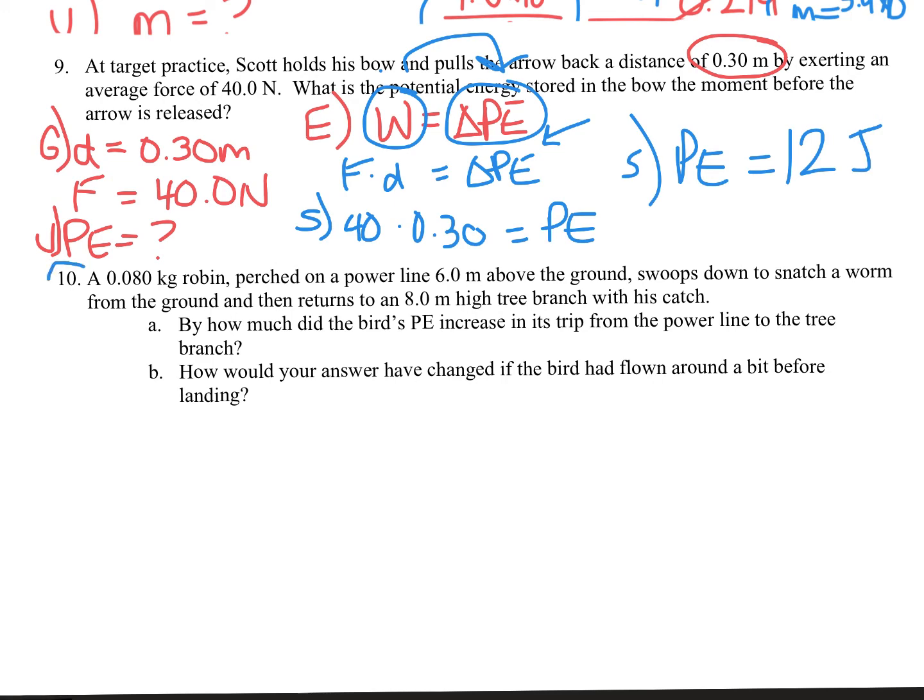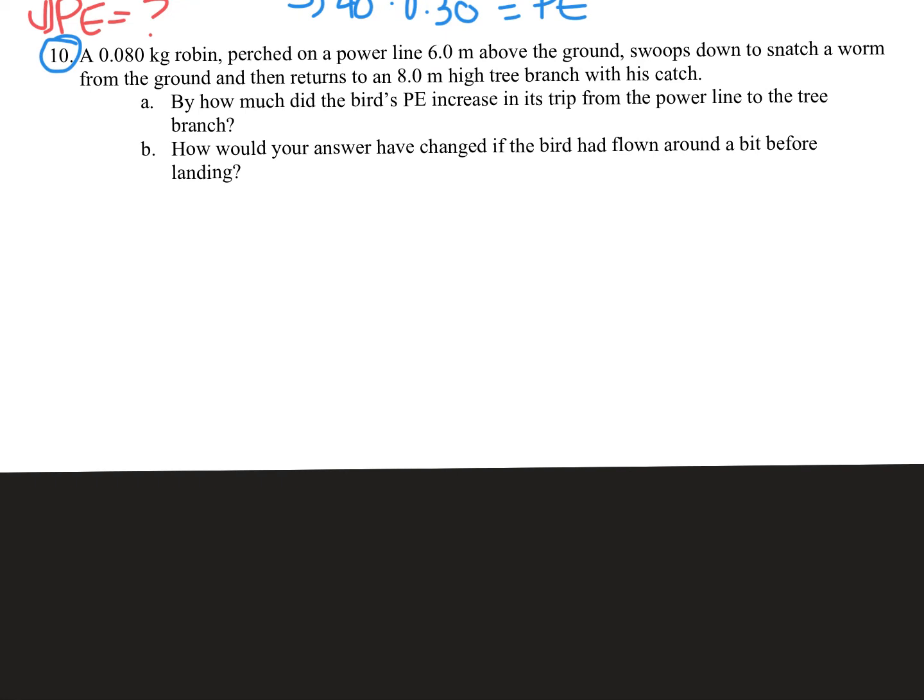Let's look at number 10 to finish off our worksheet. A 0.08 kilogram robin. So first of all, something's given to me right away: the mass of a bird. I don't know if I'll need it, but I'm going to write it down because it's given. It's perched on a power line 6 meters above the ground. All right, 6 meters above the ground sounds like height related to potential energy.